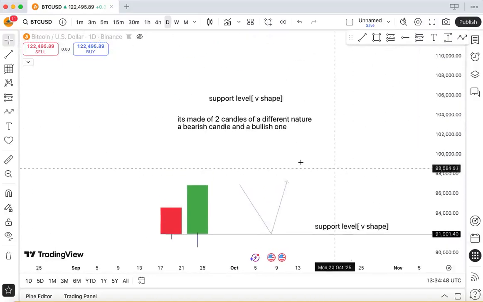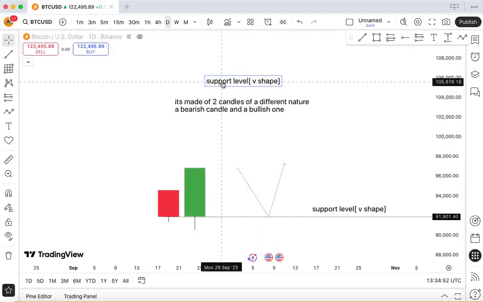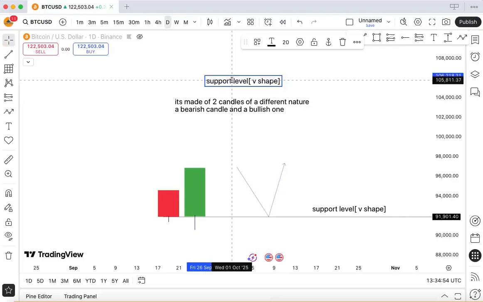So now we know how a support level looks like. So let us head to resistance level.